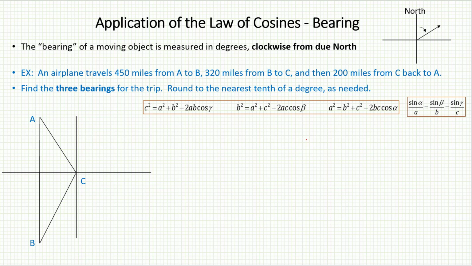Application of the law of cosines, bearing. Remember that the bearing of an object is measured in degrees clockwise from due north. So it's a little bit different than our usual way of measuring angles, clockwise from north.